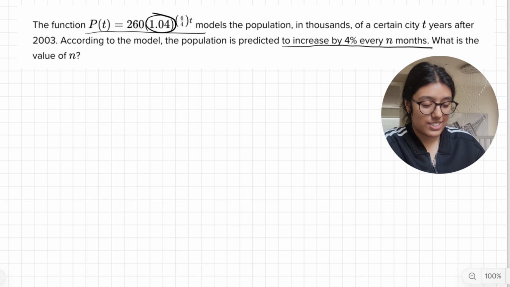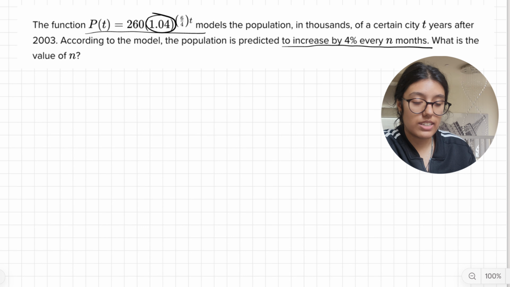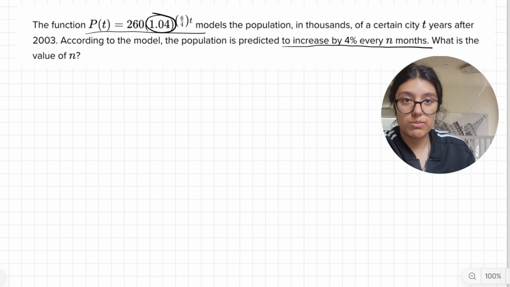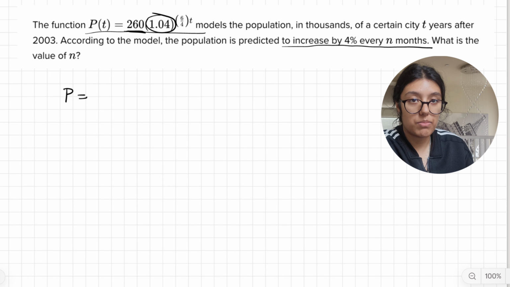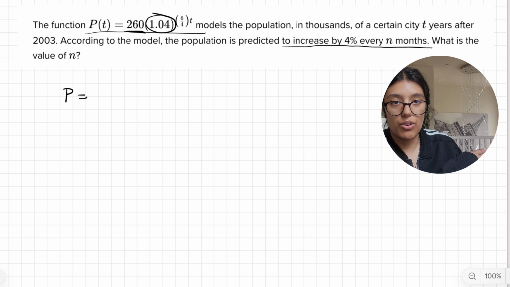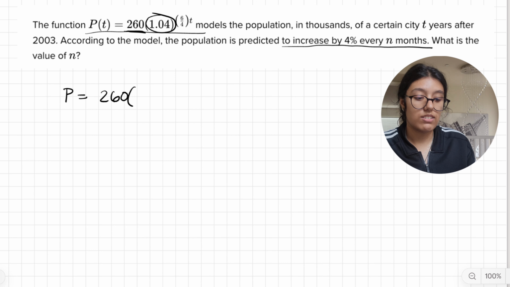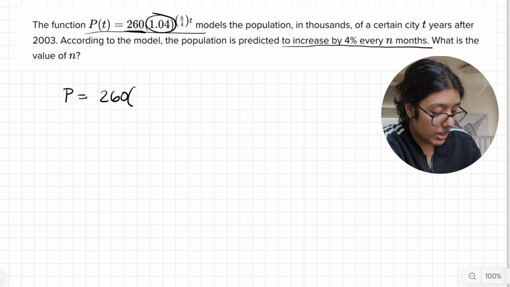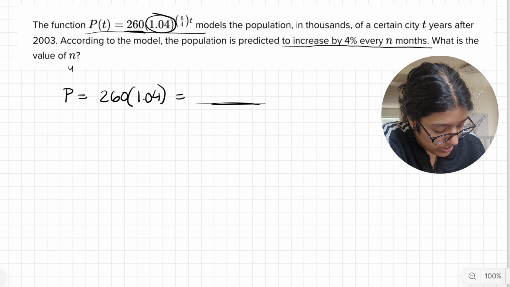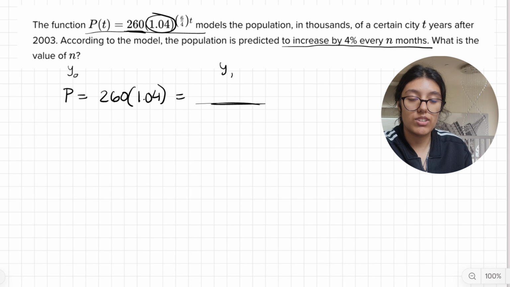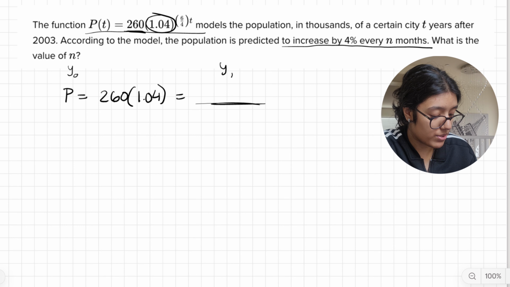So what is the first step, you might ask? Well, the first step is to realize that after n months are completed, the population will increase by 4%. So we know that 260 is the current population, right? And after n months, we don't know how many months that is, the population would increase by 4%. So that would just be 1.04. And then we would get the new population. So this is basically year 0, and after year 0, year 1. So we have p equals 260 times 1.04.